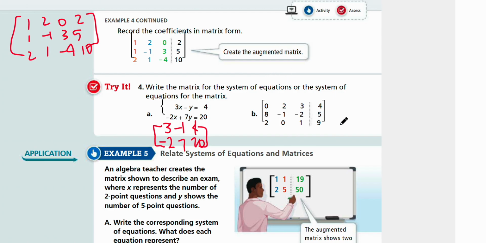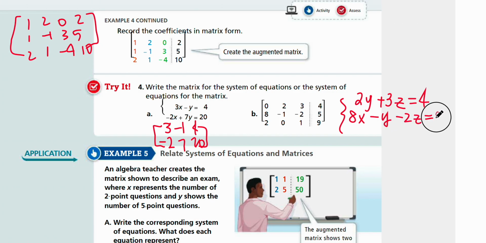For part B, you want to write this as a system of equations. If you have 0, that means you don't have that variable. 0x here should just be 0. So you just have 2y plus 3z equals 4, right? And then the second one, you have 8x minus 1y, which is just minus y, minus 2z equals 5. And then you have 2x plus 0y, which is just 0, minus z equals 9.